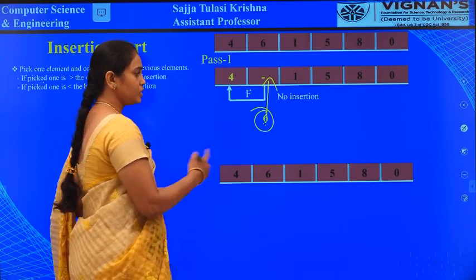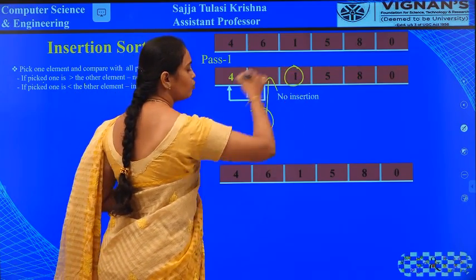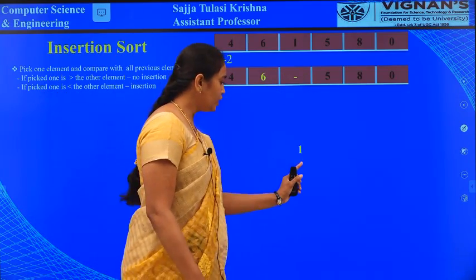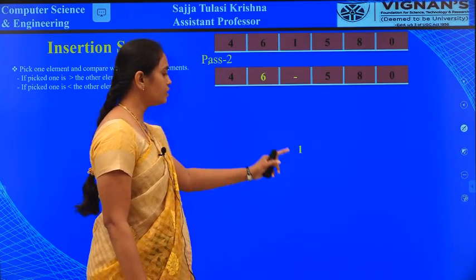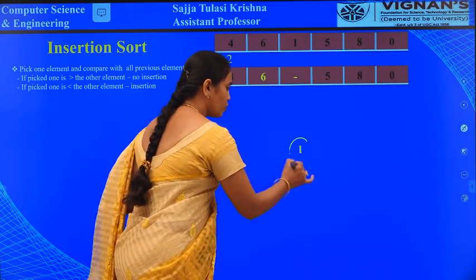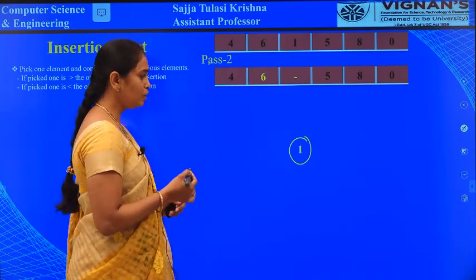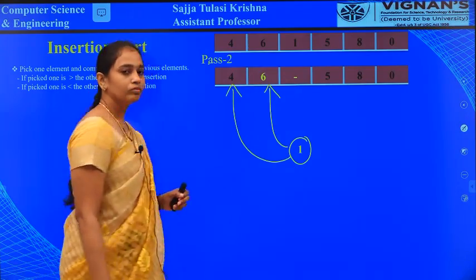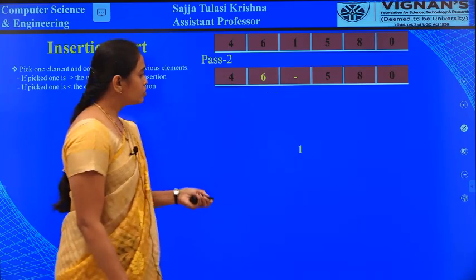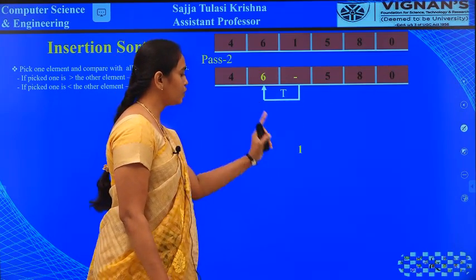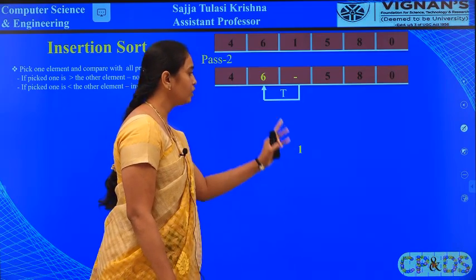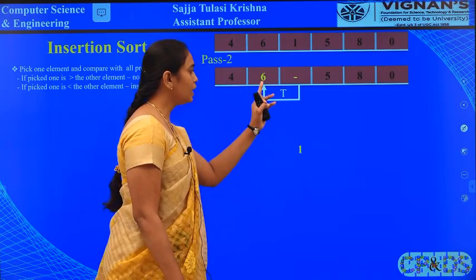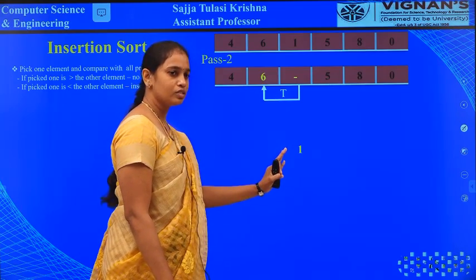Now coming to the second pass, which element do we pick? The next picked one in the second pass is 1. It is compared with the previous elements, these two. The picked element 1 is compared with the previous one. The picked element 1 is less than 6, so the condition is true.